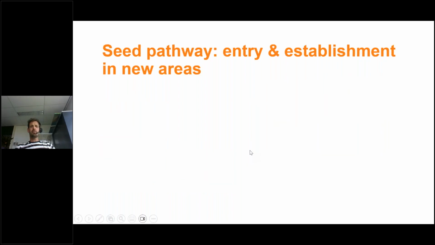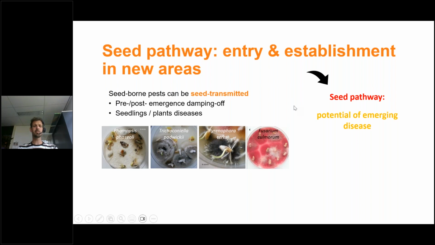So the seed pathway, the entry and the establishment in new areas. Seed is of course a pathway, and it's a potential for the emergence of diseases. You have seed-borne pests that can be seed transmitted. These can be pre-emergent, so in the soil, where they infect the soil, but also when the seeds show seedlings. Then when the seedling appears above the ground, the pathogen goes into the plant or spreads into the plant, and in a later stage can infect other plants growing next to these infested plants.